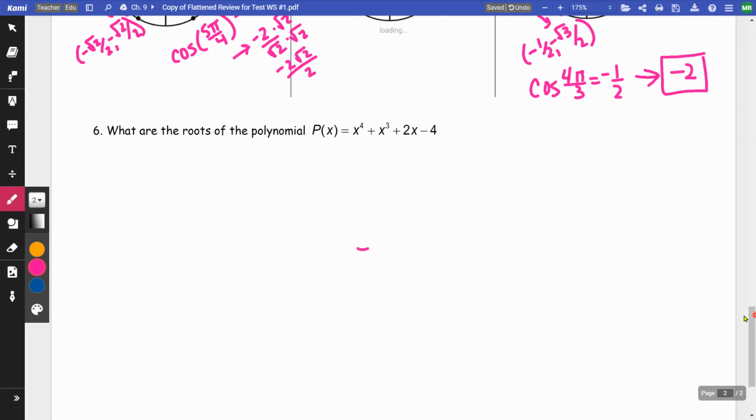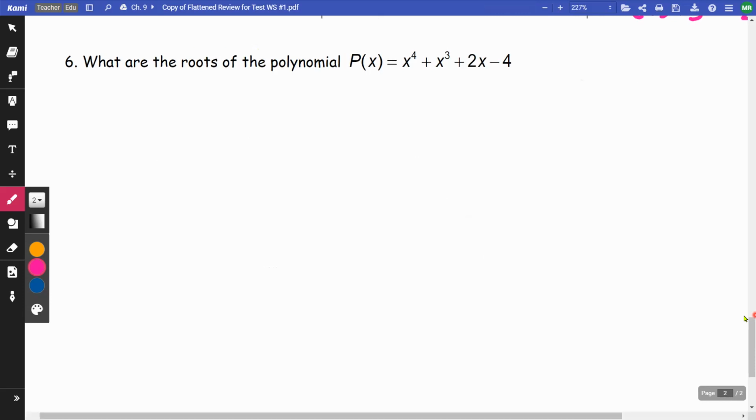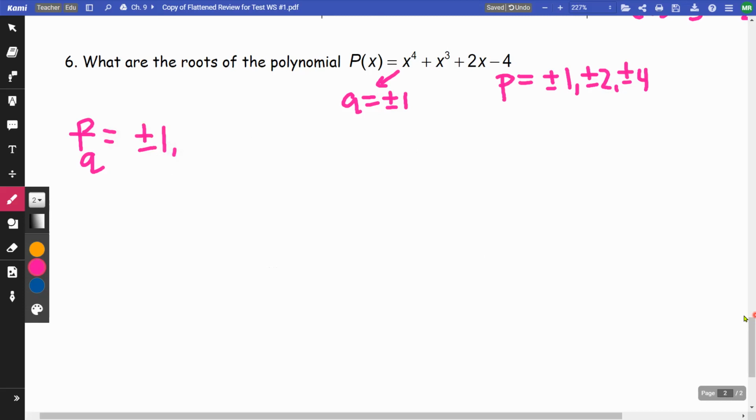For this, we're going to find the roots. Now, my P is going to be everything that gives me a -4, so plus or minus 1, 2, and 4. My Q is going to be just plus or minus 1. So when I do P over Q, because I'm just going to have 1 on the bottom, it is just going to be plus or minus 1, 2, or 4.